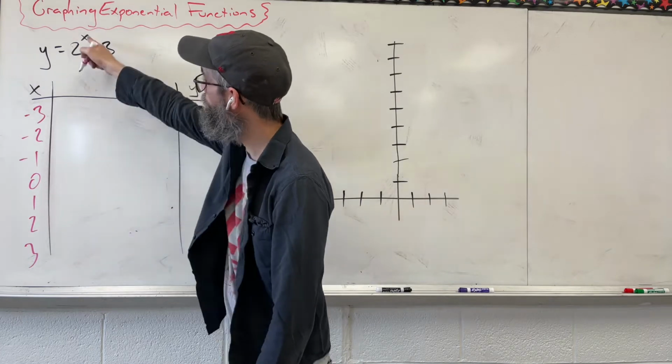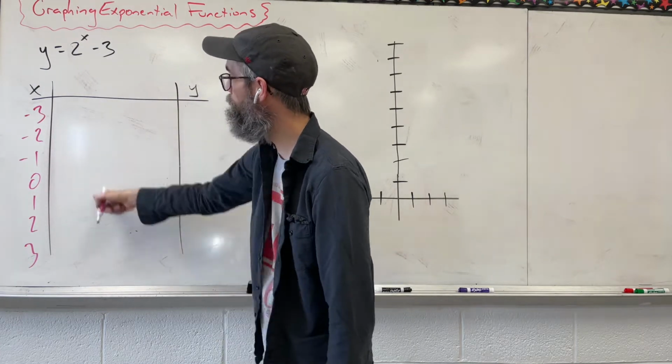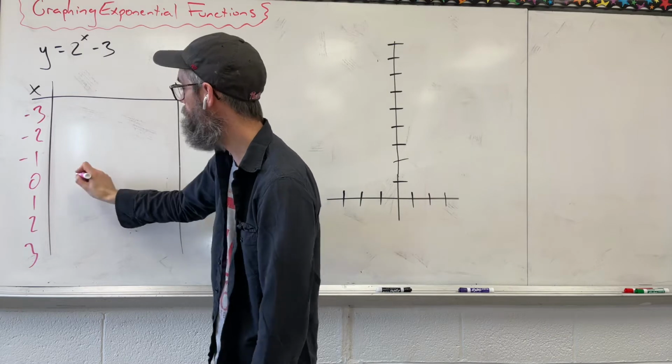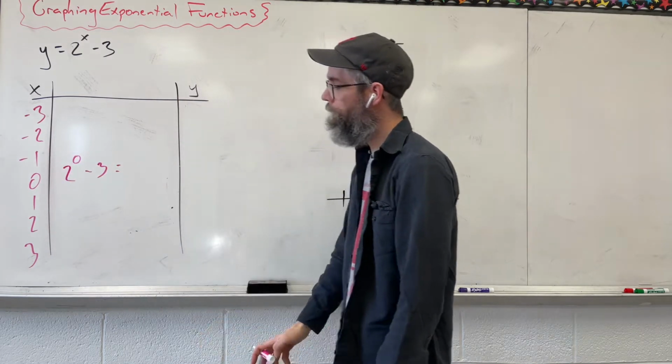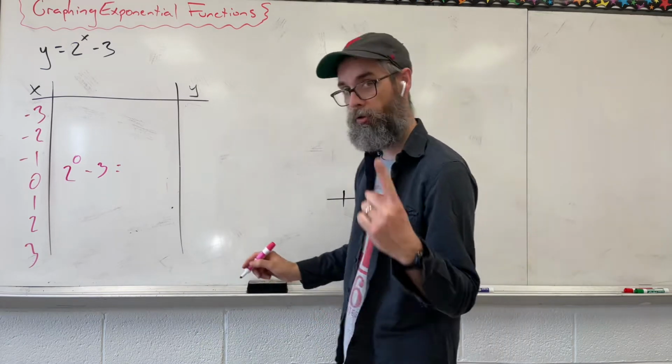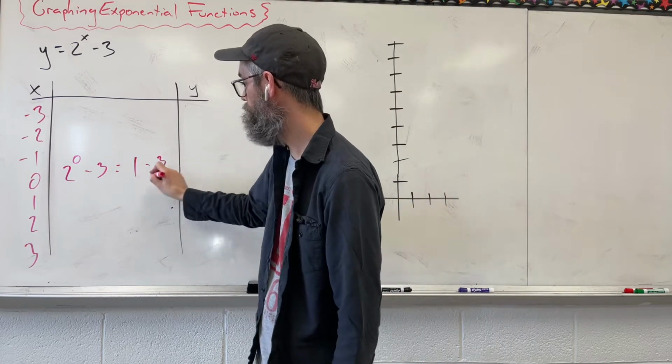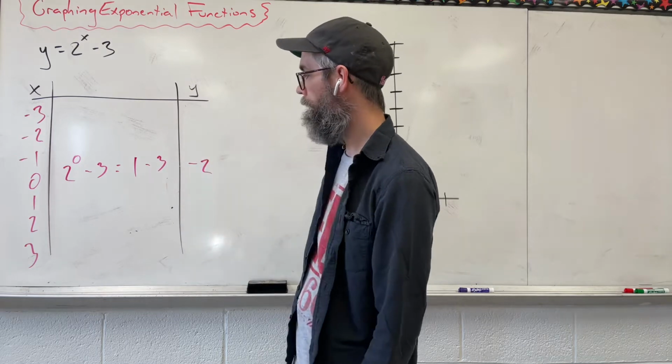I want to take 0. I want to plug it in there. And what I'm going to do here in this big middle section is just show the work in there. So 2 to the 0 power minus 3. Rules of exponent: anything raised to that 0 power is going to be 1. So we're saying 1 minus 3, which is really negative 2.